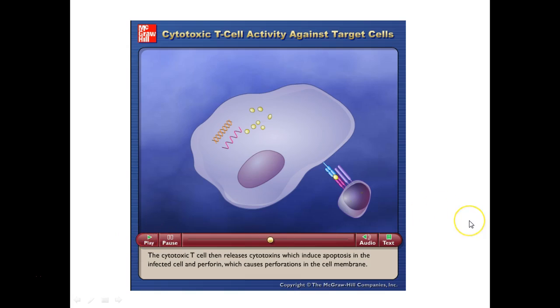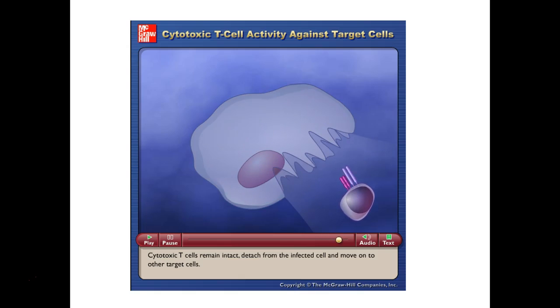The cytotoxic T cell then releases cytotoxins, which induce apoptosis in the infected cell, and perforin, which causes perforations in the cell membrane. Self-proteins are also degraded, and the fragments presented on the surface via class 1 MHCs. This is not shown. Fragments of self-proteins are not recognized by cytotoxic T cells. Cytotoxic T cells remain intact, detach from the infected cell, and move on to other target cells.